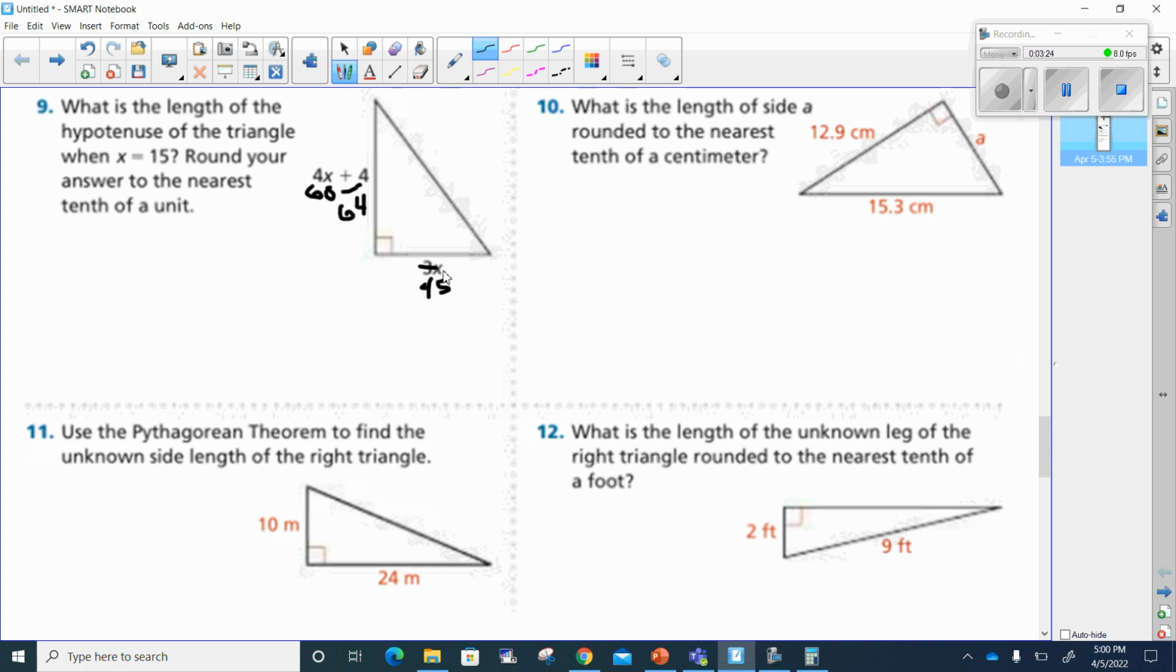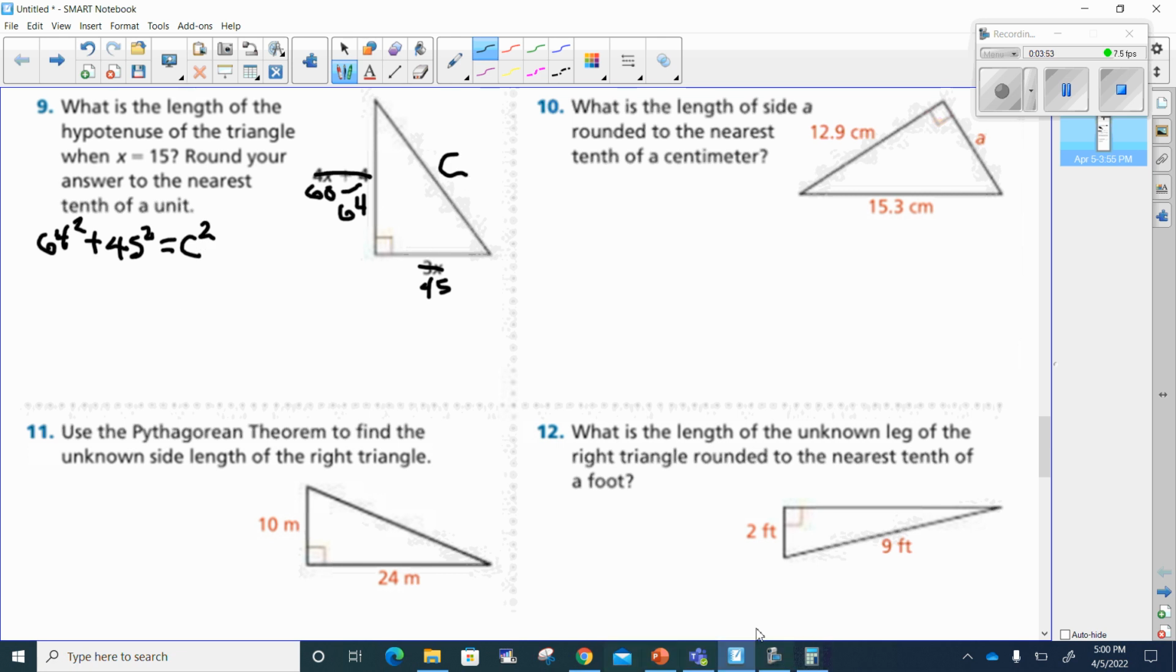Now I've got my two sides. Remember, these equations are gone now. So I can say that 64 squared plus 45 squared has to equal c squared. And remember, this side is c.